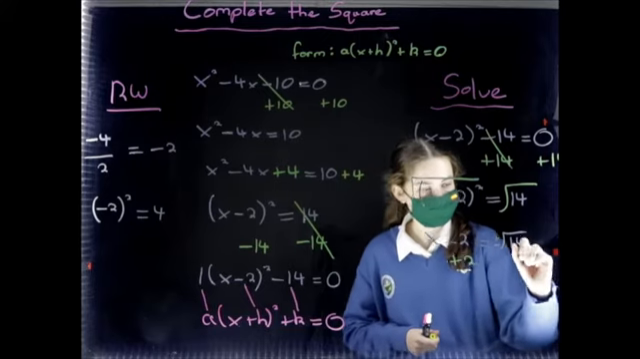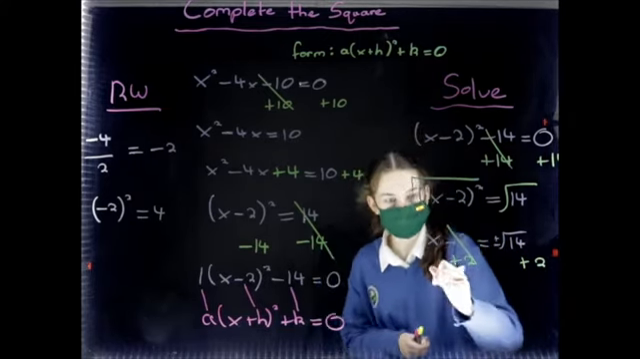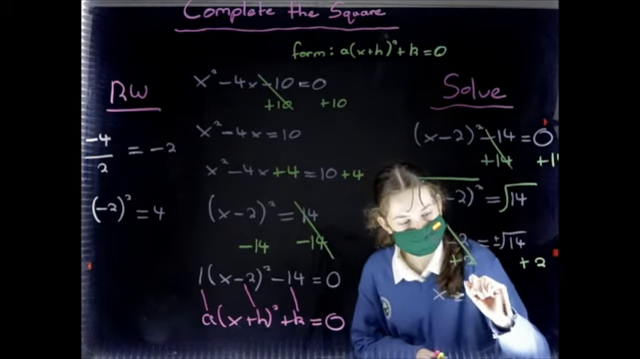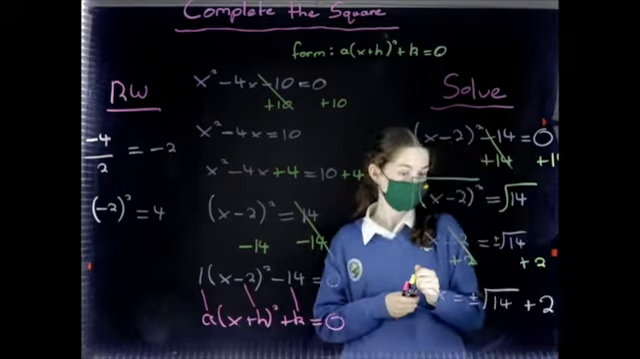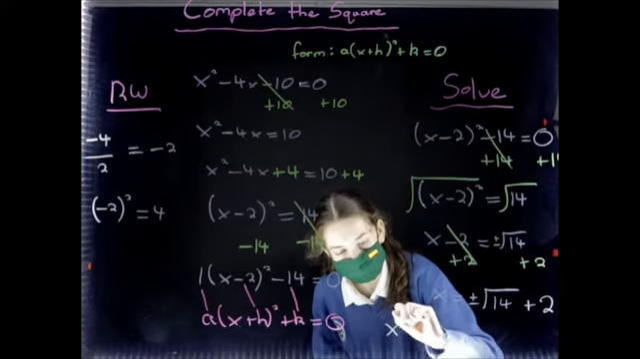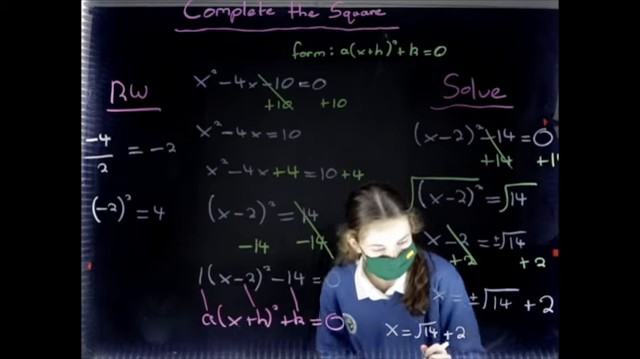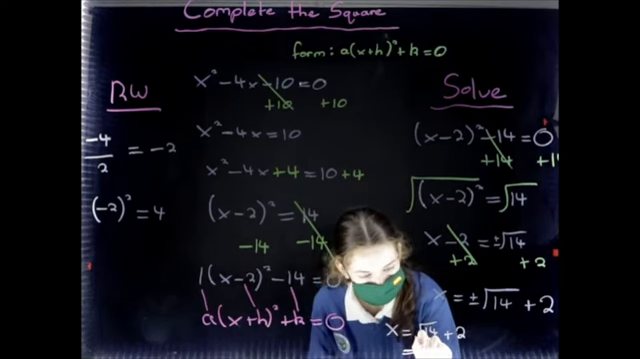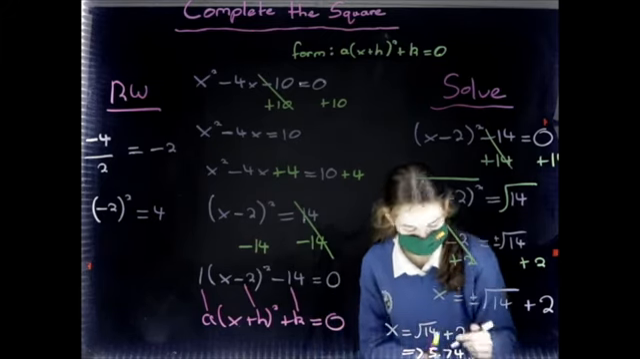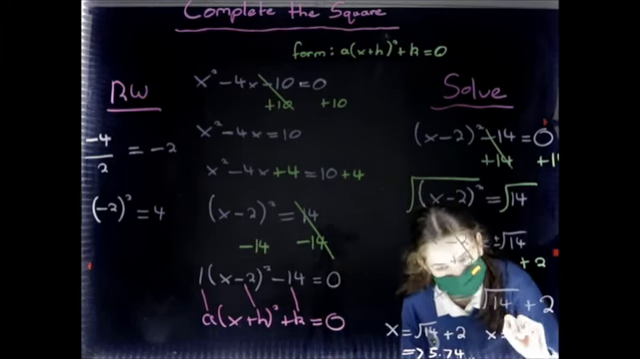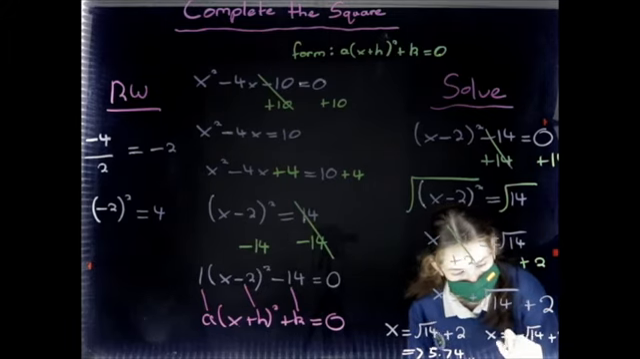To then finally get x on its own, we add 2 to both sides, and we end up with x equals plus minus root 14 plus 2. Then our 2 points are x equals root 14 plus 2, which is 5.74, or minus root 14 plus 2, which is minus 1.74.